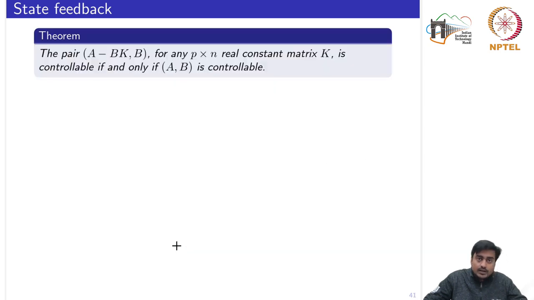Again, recalling the important results we had discussed for the single variable case. For the multivariable case, the pair (A minus BK, B) for any p cross n real constant matrix K is controllable if and only if the pair (A, B) is controllable. This is the key result, and in fact it is the starting point as well. If the pair (A, B) is not controllable, we cannot ensure that the closed loop pair would be controllable.